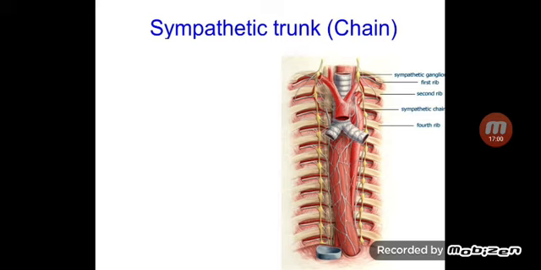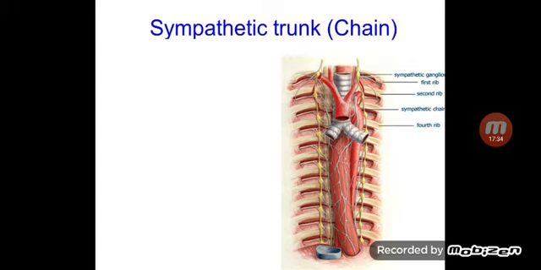The sympathetic trunk. We want to talk about the sympathetic trunk in the thoracic region. There is a sympathetic trunk in the cervical region, thoracic, lumbar, and sacral. Each region you will take, you will talk about the sympathetic trunk in that region. Our interest today is the sympathetic trunk in the thoracic region.